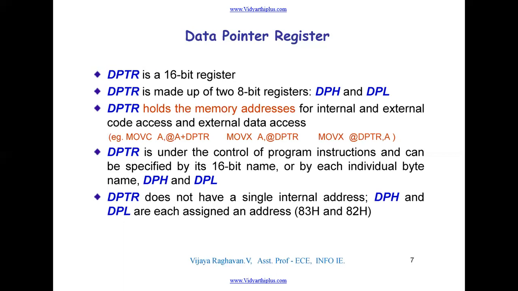DPTR does not have any single address. DPH and DPL are each assigned an address, 83H and 82H. The DPTR register can be accessed separately as the lower 8 bits DPL and the higher 8 bits DPH. The DPTR does not have a single internal address. Instead, DPL and DPH are each assigned a separate address.